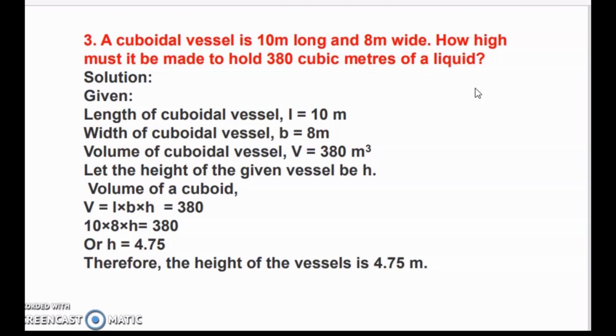So the volume is given to you over here, 380 meter cube. Length and breadth is given. Using that you will be finding the height of this vessel. So you will take the height as h, l b h is equal to 380. Here you will substitute the values of length and breadth, and height you will find out corresponding to this. So height is coming as 4.75 meters.